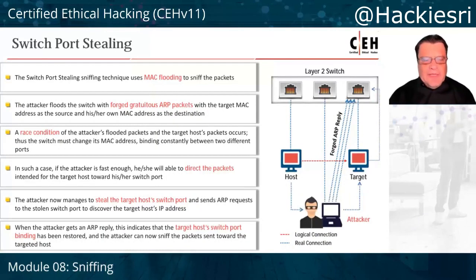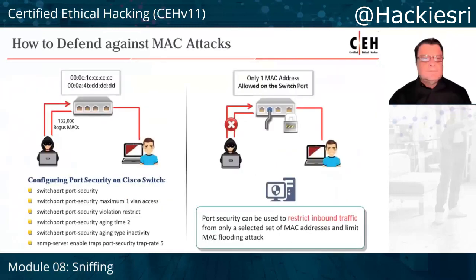The attacker now manages to steal the target host's switch port and sends ARP requests to the stolen switch port to discover the target host's IP address. Finally, when the attacker gets an ARP reply, this indicates that the target host's switch port binding has been restored, and the attacker can now sniff the packets sent toward the targeted host. Again, we have a diagram on the right illustrating this process.